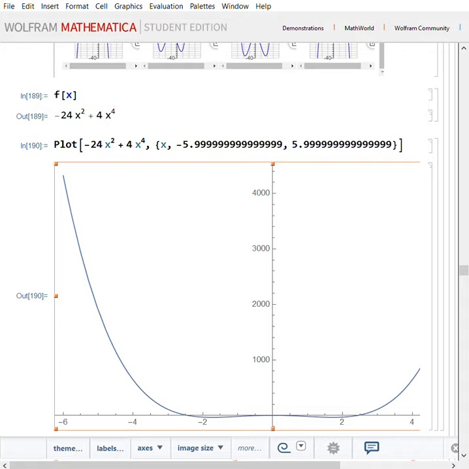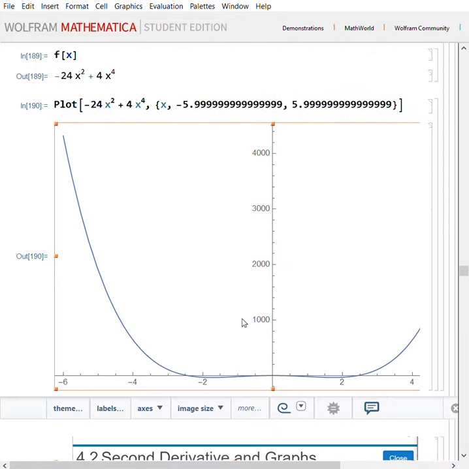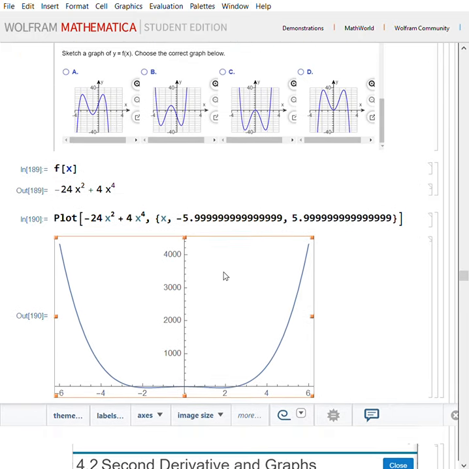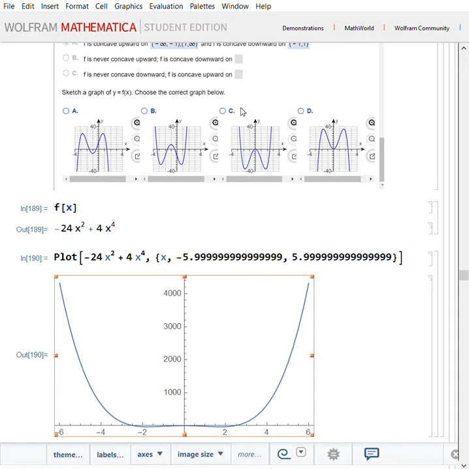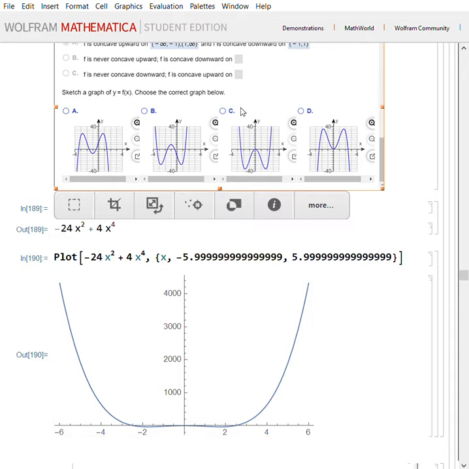But you can see the shape, it's pretty obvious. This is it. You can see it. This matches with C. Did I say D? I meant C. So let's click C, and the answer is correct.